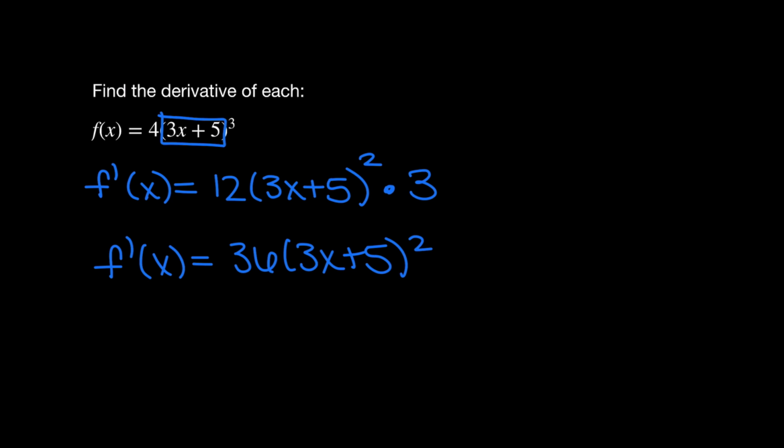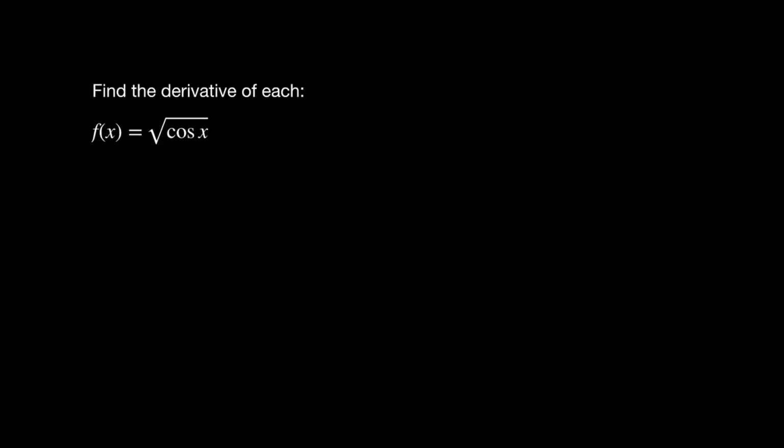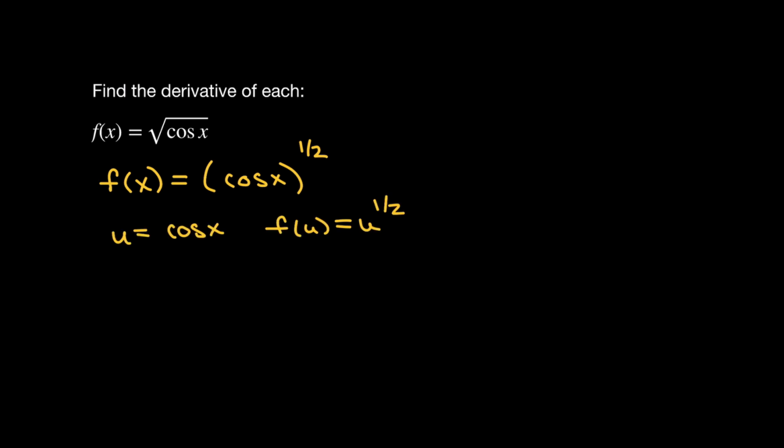All right, let's do a couple more examples. So let's consider the function f of x equals square root of cosine x. Let's find the derivative. So first thing I'm going to do is change that square root to a 1/2 power. So this is the same as f of x equals cosine x raised to the 1/2 power. We could say that our inside function, our u, is cosine x, and our outside function is u to the 1/2. We have cosine x to the 1/2.